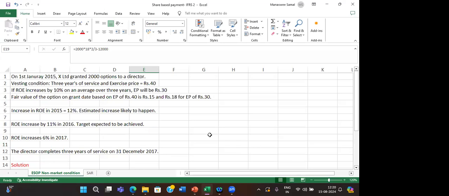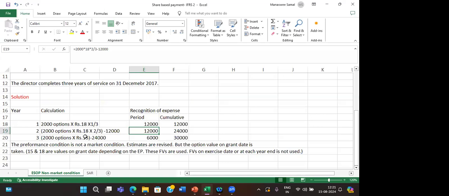Therefore, in no case is ESOP accounting talking about exercise date accounting. The fair value based upon 40 rupees of exercise price was 15 rupees at the beginning of the scheme, at the granting of the scheme. That only you have brought in. So it is not that you are revising the fair value to the exercise date. So 2000 options into 15, total is 30,000 US dollar. But in the past 2 years, you have already charged 24,000. So only the balance 6,000 has to be charged in the third year.